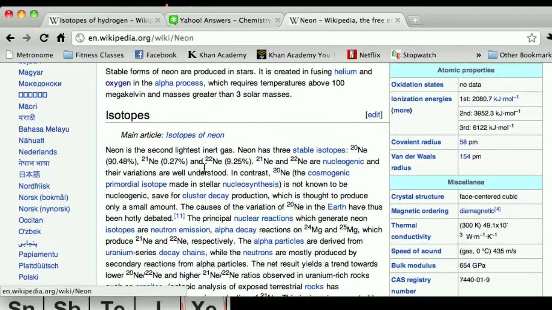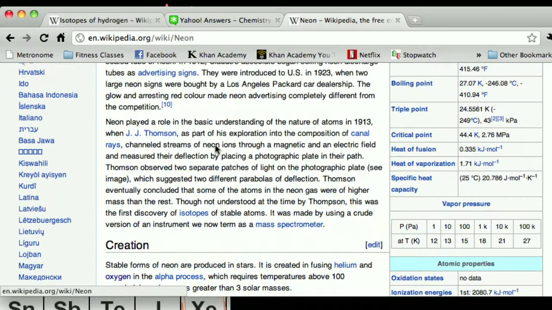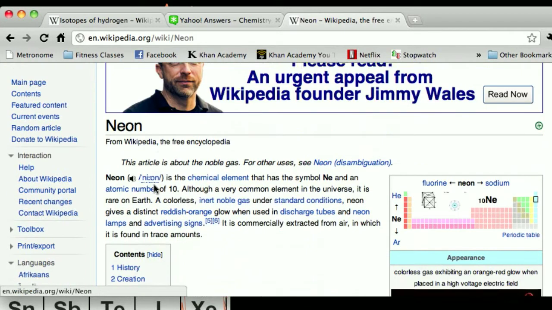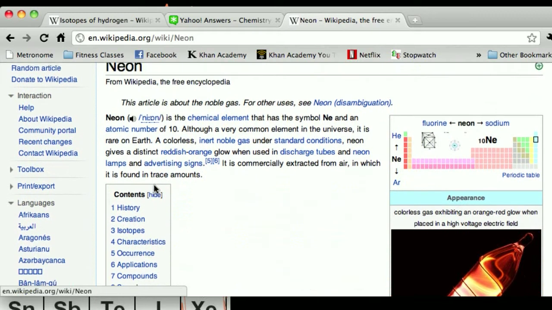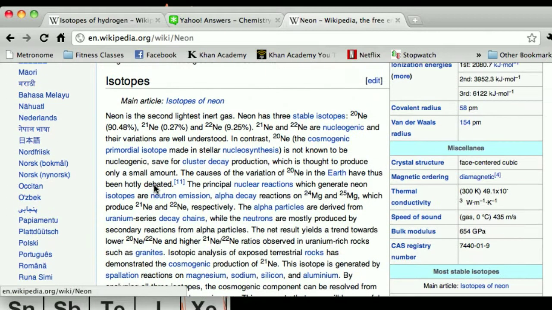This is just the Wikipedia page for neon. If you want to go there, I definitely recommend it. Wikipedia is incredibly helpful for lots of things with chemistry. But we're down here at the isotopes section.